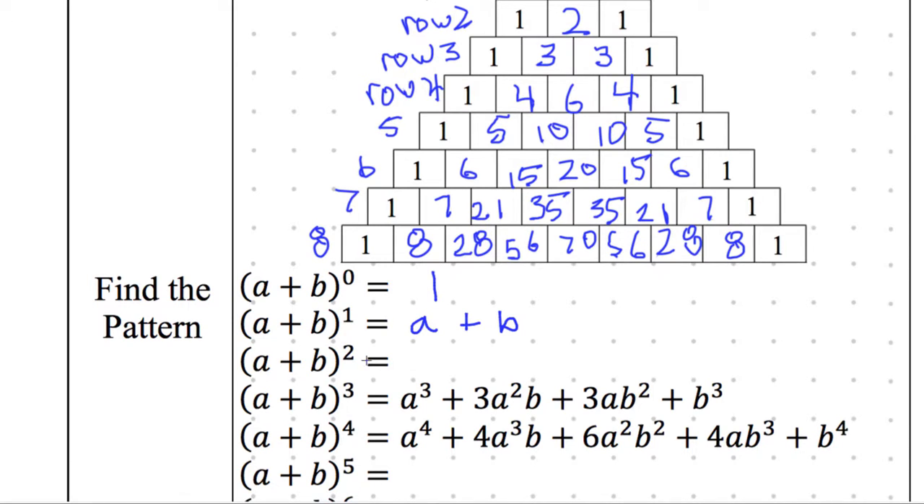So square the first, A squared. Double the product. Well, the product of A and B is AB. Double that is 2AB. So plus 2AB. And then finally square the last.